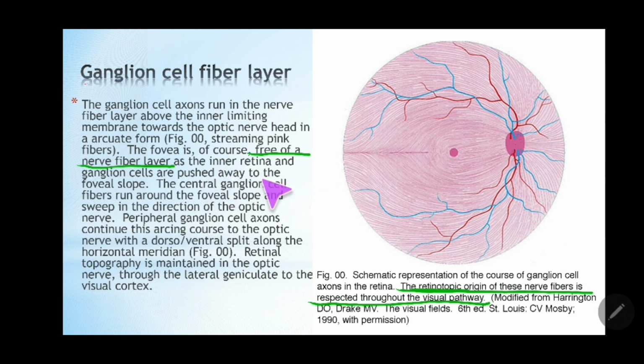As the inner retina and ganglion cells are pushed away to form the foveal slope. Yeah, the exact word for that is foveal slope. That's how you push the layers apart, the center, the inner layers. The central ganglion cell fibers run around the foveal slope and sweep in the direction of the optic nerve.